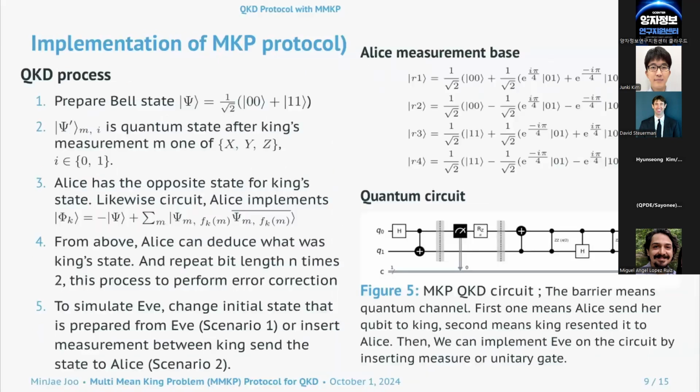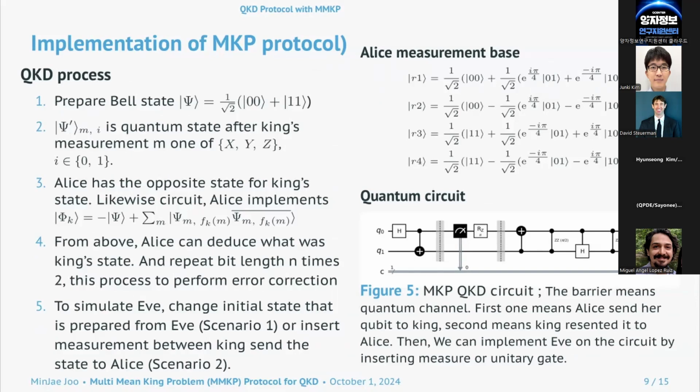Now, let's look at how we can implement the MMKP protocol for QKD. Alice prepares a Bell state and sends one qubit to the King. The King measures the qubit using one of the bases X, Y, or Z and sends the qubit back to Alice. Alice deduces the King's state and repeats this process multiple times to correct any errors and ensure secure key distribution.